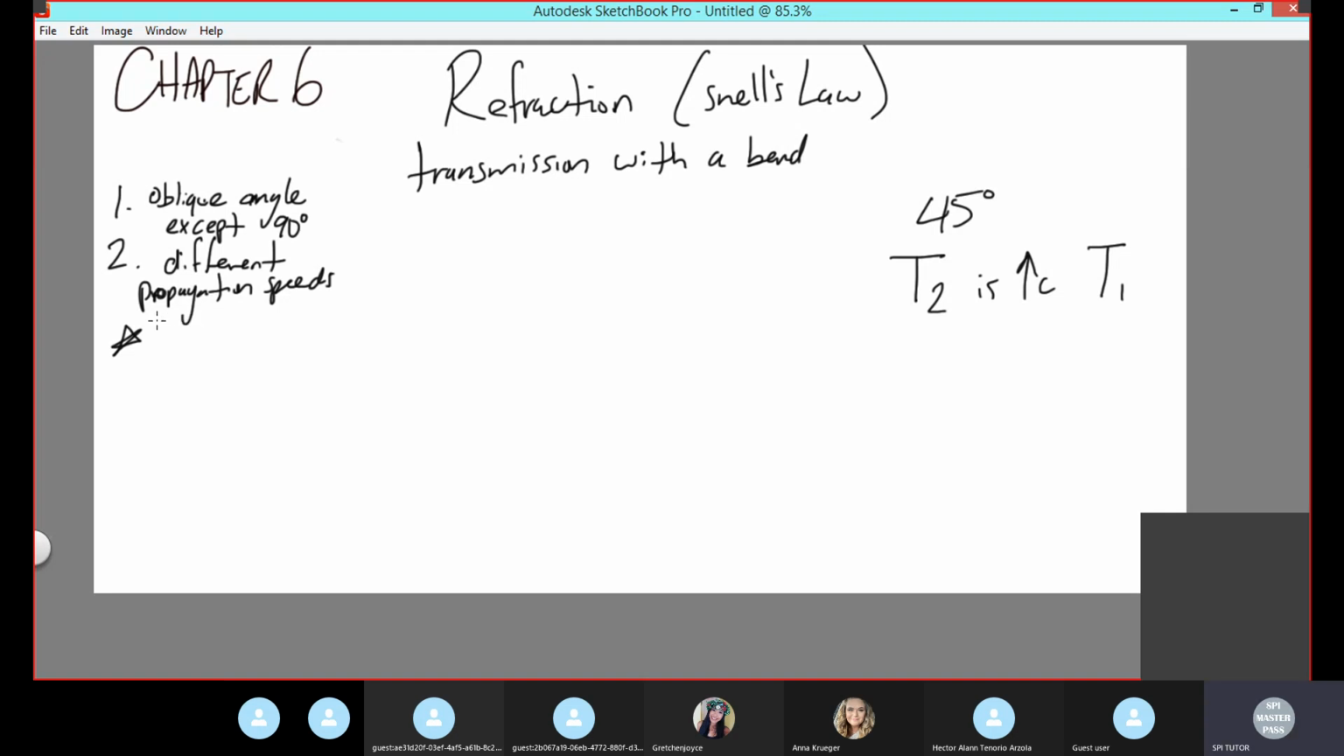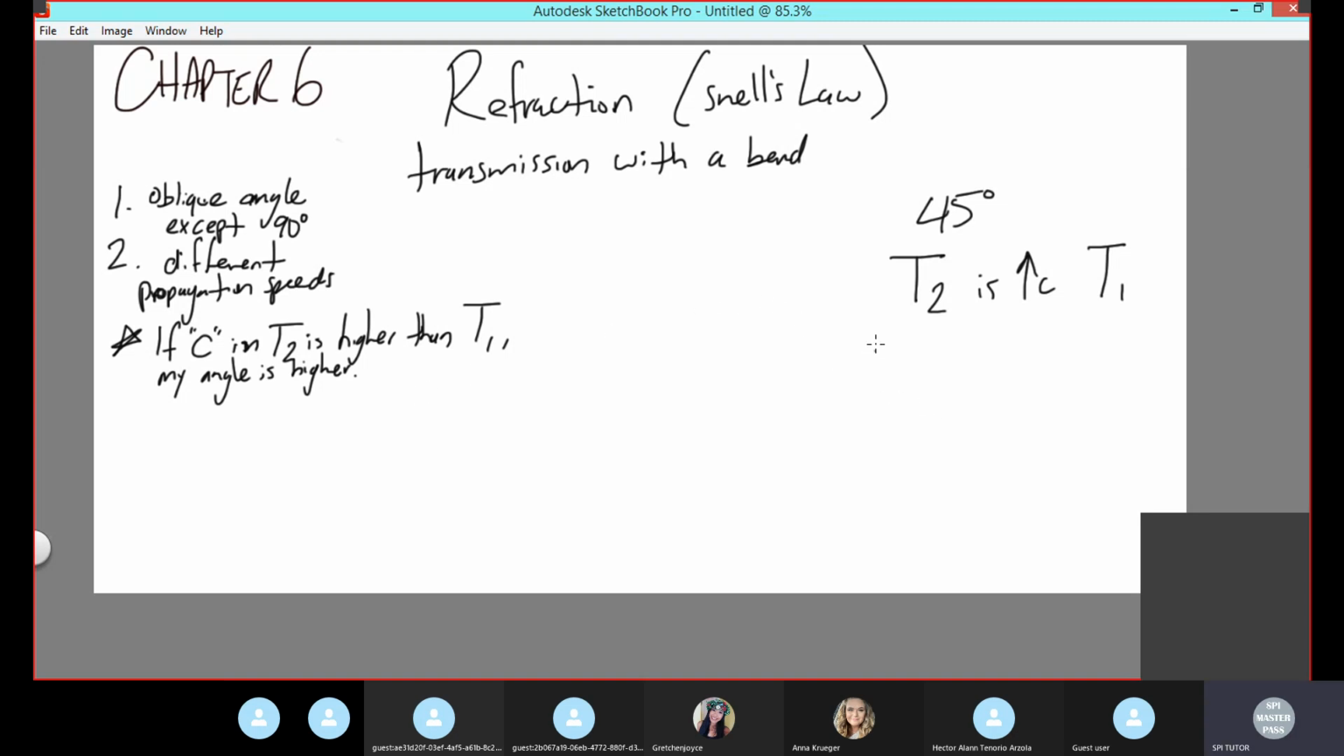All right. So the first rule is, if the propagation speed, which is c, in tissue 2 is higher than tissue 1, my angle is higher. Meaning that my angle gets bigger. So if it's 45, my angle is going to get bigger than 45. That's the rule. If propagation speed in tissue 2 is higher than tissue 1, my angle is higher.